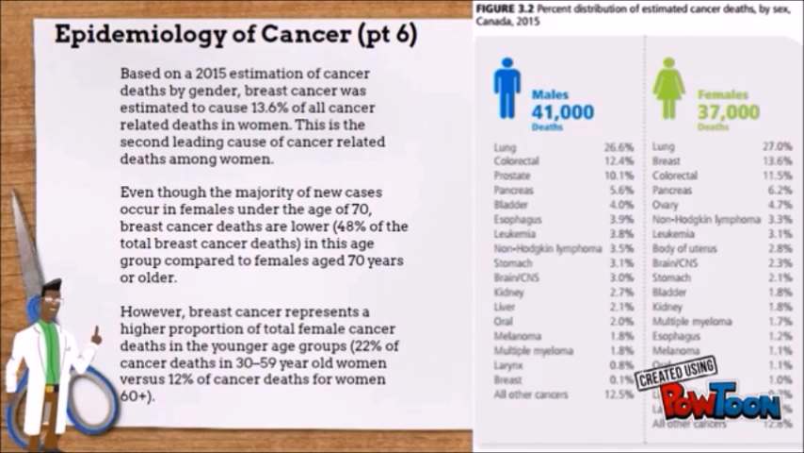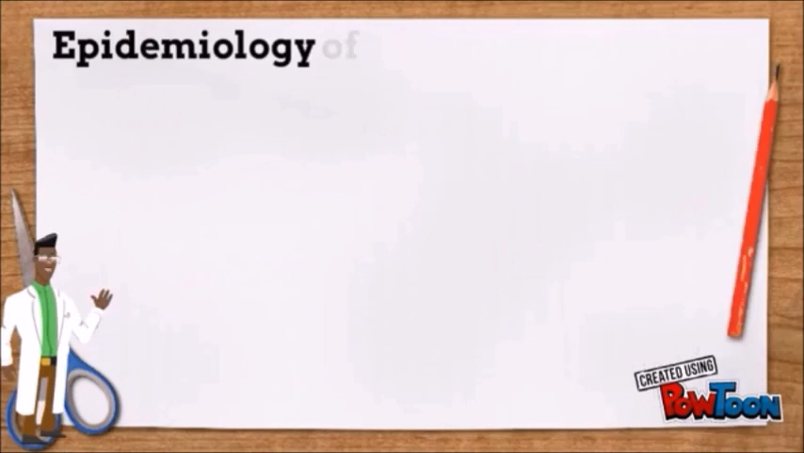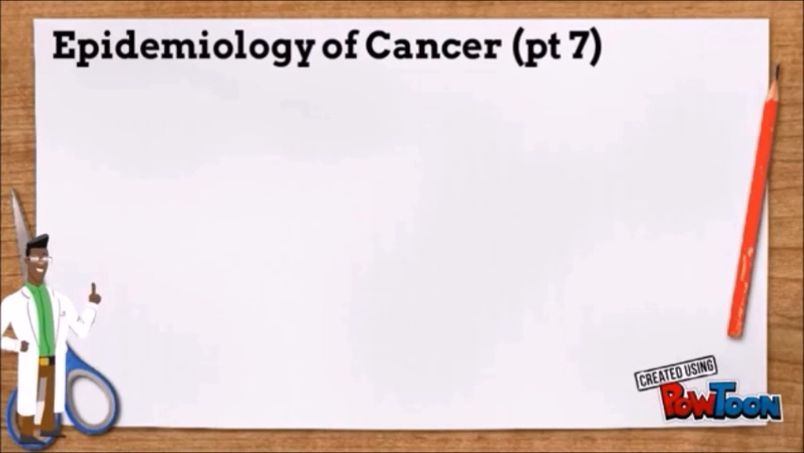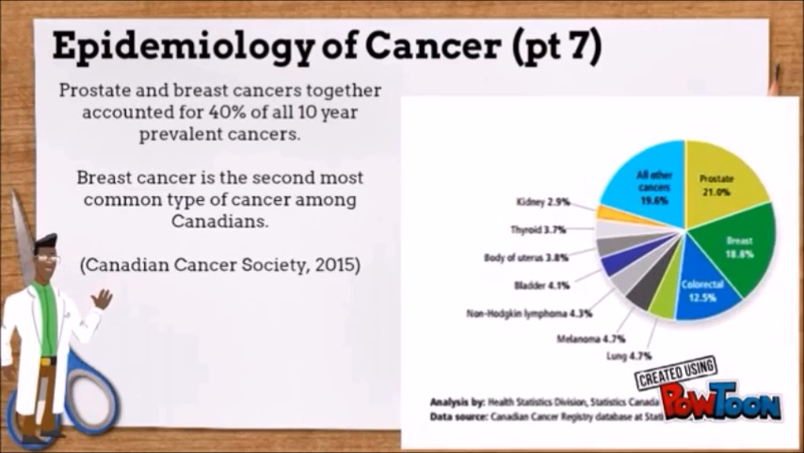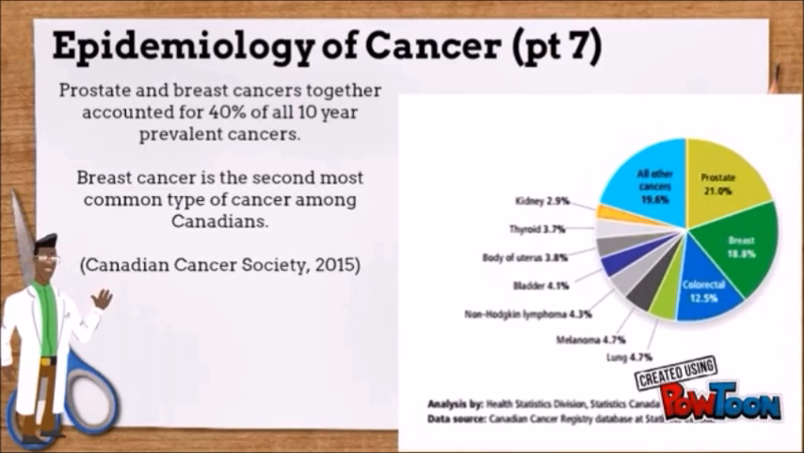However, breast cancer represents a higher proportion of total female cancer deaths in the younger age groups: 22% of cancer deaths in 30 to 59-year-old women versus 12% of cancer deaths for women 60 and above. Prostate and breast cancers together account for 40% of all 10-year prevalent cancers. Breast cancer is the second most common type of cancer among Canadians.